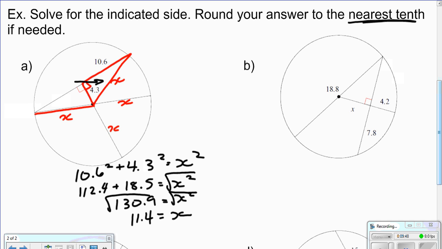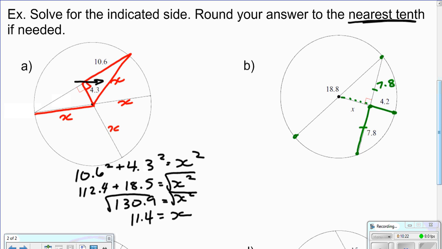When we look at the second one, so for letter B, we've given you the diameter. So the diameter is 18.8. We've given you a little piece there, and we've told you what this length is. So half of this chord, right? If we've got a radius cutting a chord, means both of these lengths are the same. So this length is also 7.8. So we need to try and find the missing piece of x.